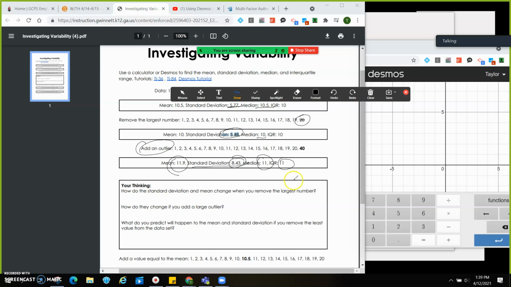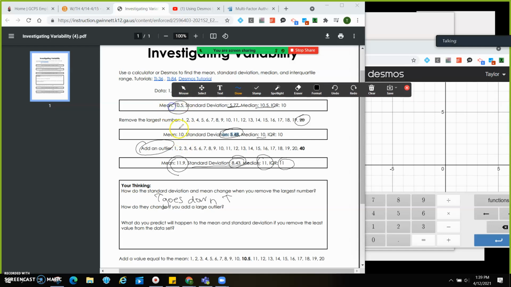Okay, so how do the standard deviation and mean change when you remove the largest number? So the standard deviation goes down, and the mean also went down. Went down as well. How do they change if you add a larger one? They go up.